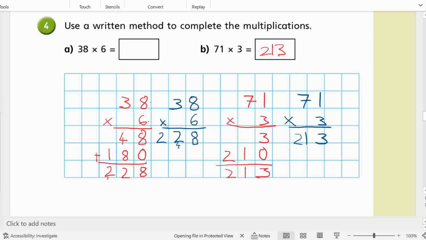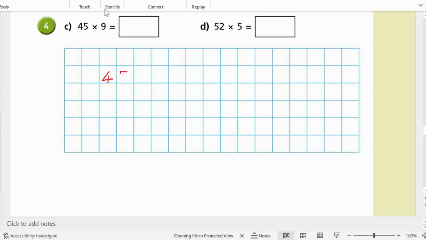Okay, moving on. So 45 times 9. Right, so we have 45 times 9. So 9 times 5 is, any answers? 9 times 5? 45, thank you. Because you know 10 times 5 is 50, so it's 45. Okay, we're doing the one way first and then the other way.